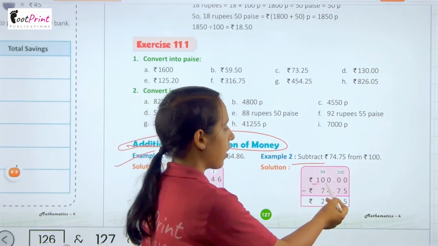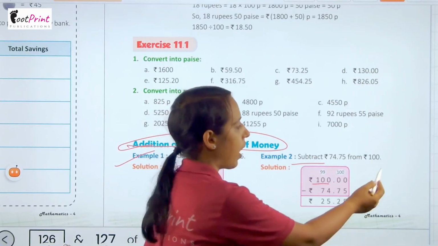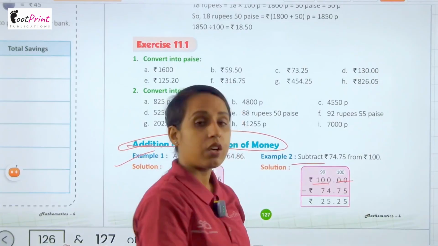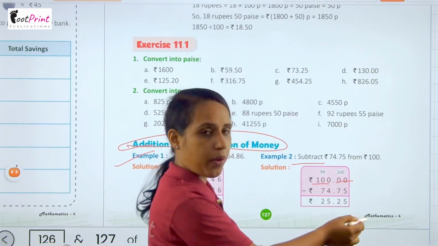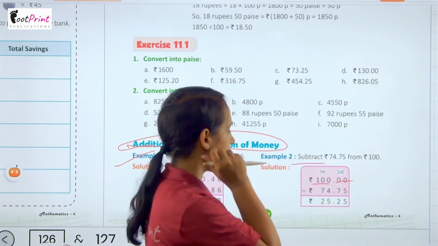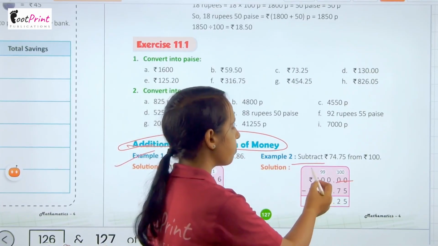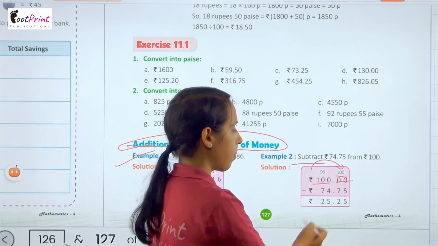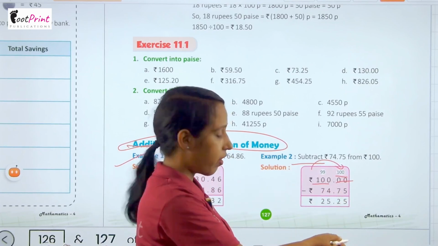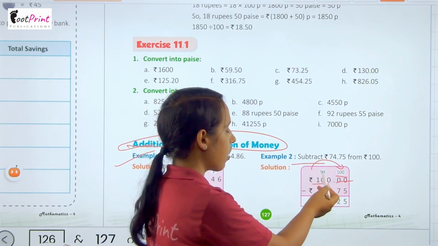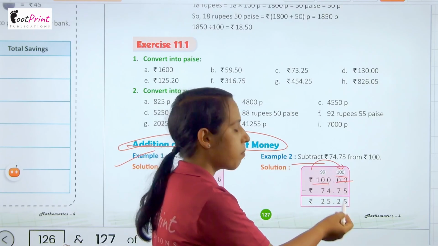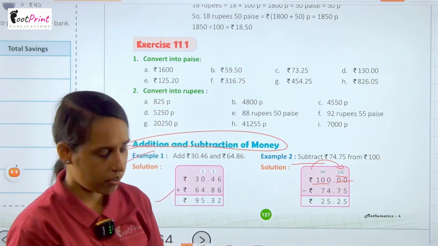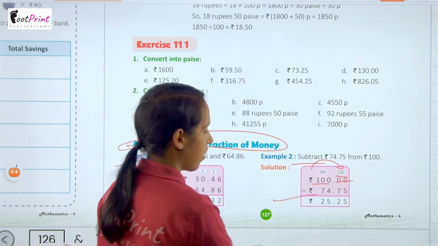Now for subtracting: subtract 74.75 rupees from 100 rupees. Here we write 100 rupees, and as we don't have paise, we put 2 zeros in the paise column. And here we write 74.75. After subtracting, we take 1 rupee, so it will become 100. 100 minus 75 will be 25. And here it will become 99. So 99 minus 74 will be 25. So this is our answer.